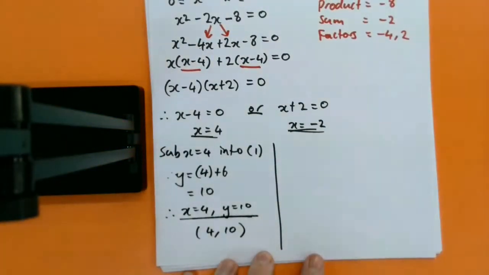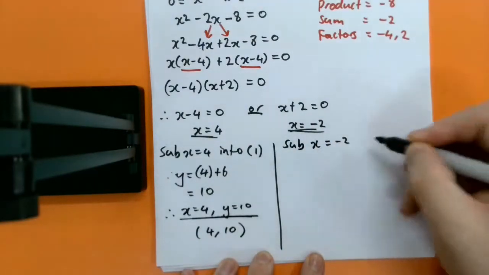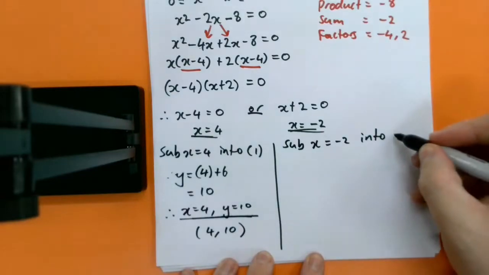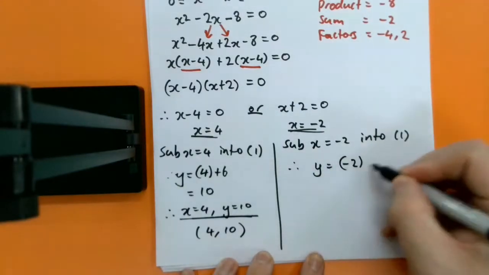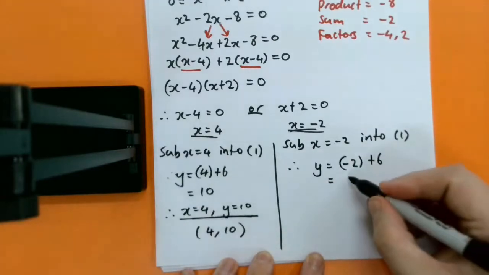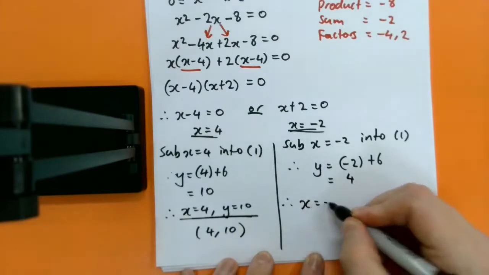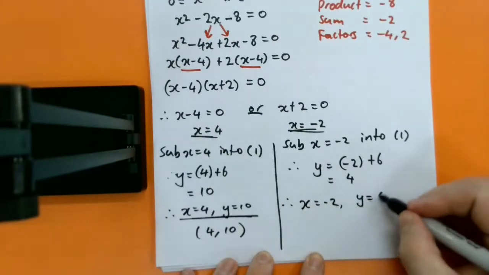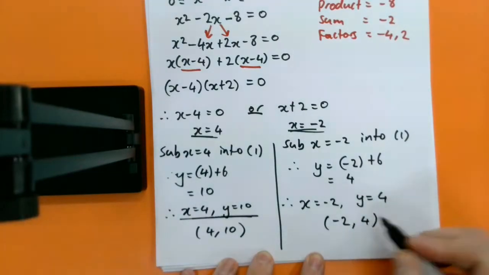And then, repeating the same thing, subbing x equals minus 2 into the first equation, we end up with y is equal to minus 2 plus 6, which is just equal to 4. So our solution is x equals minus 2 and y is equal to 4. So our point of intersection occurs at minus 2, 4.